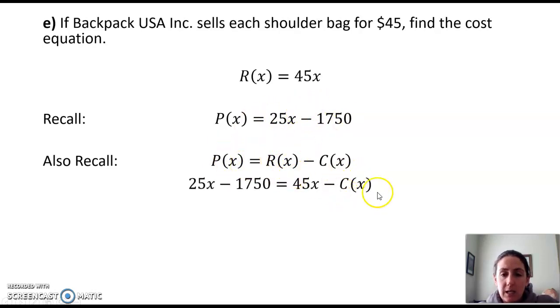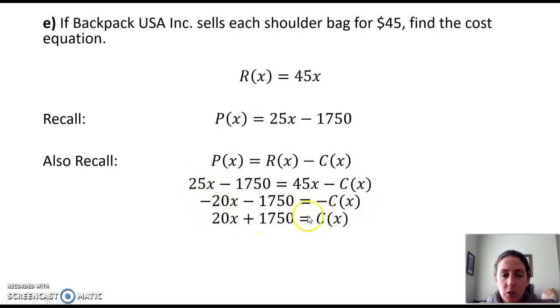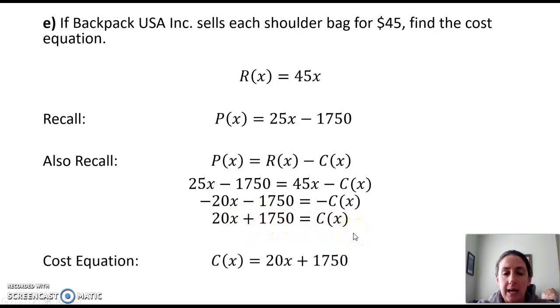So if I plug this in and I solve for my cost, subtract 45x, I get negative 20x minus 1750 is the negative cost. So now I can either divide or multiply everything by -1, whichever one you feel more comfortable with, and we get 20x plus 1750 is equal to our cost. So our cost function is 20x plus 1750.